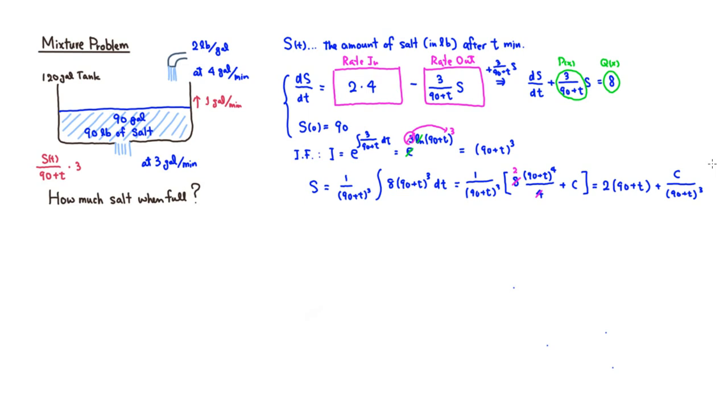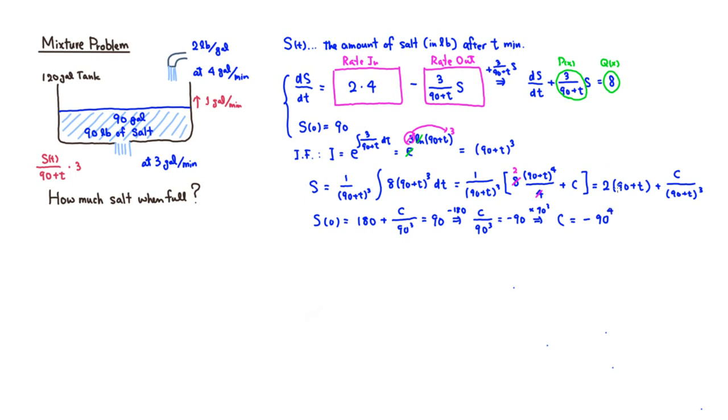And then we can use the initial condition, S of 0 equals 90, to find c. So S of 0 is equal to 2 times 90, which is 180, plus c over 90 cubed, and this has to be equal to 90. First I'm trying to solve for c, so subtract the 180. You're going to have c over 90 cubed equal to 90 minus 180, which is negative 90. Then we multiply through by 90 cubed, so c is going to be negative 90 to the 4th power. All right, so we found c.